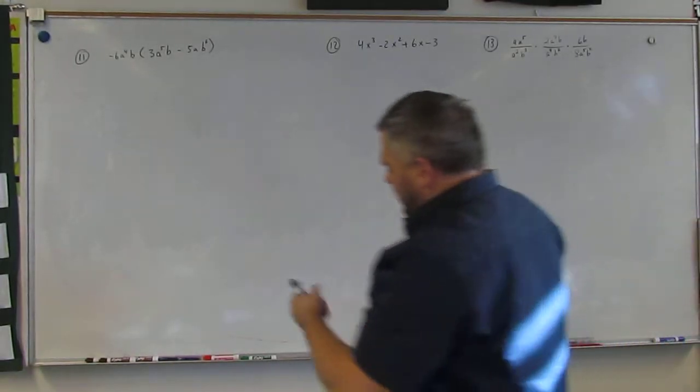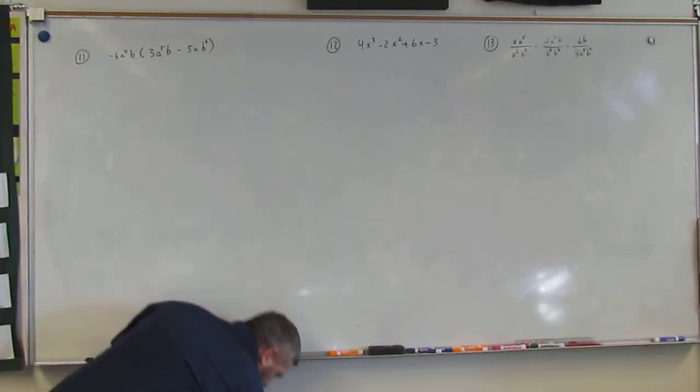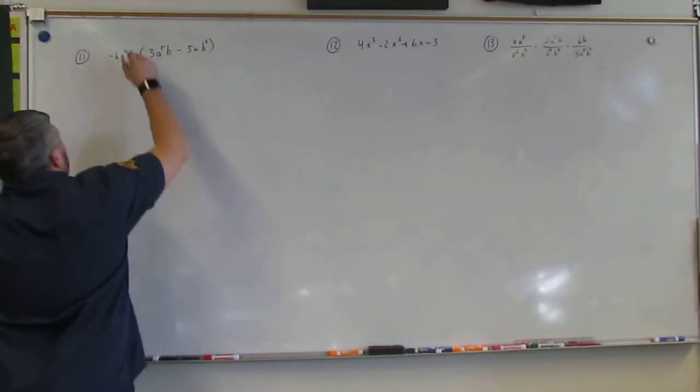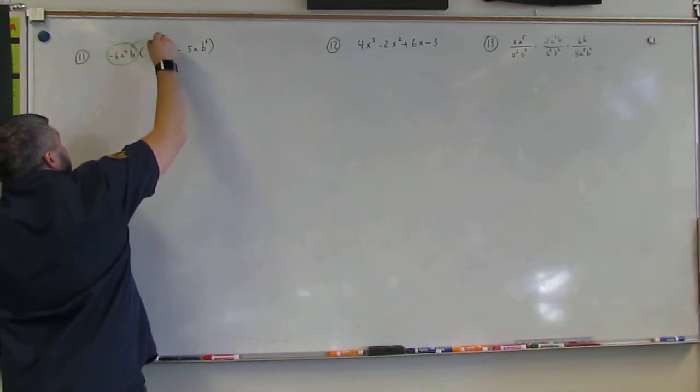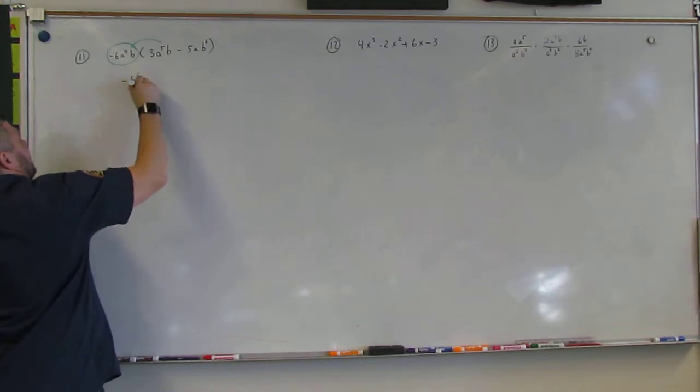All right, here we go. We got this times this. So negative 6 times 3. Negative 18? Yeah. Negative 18.